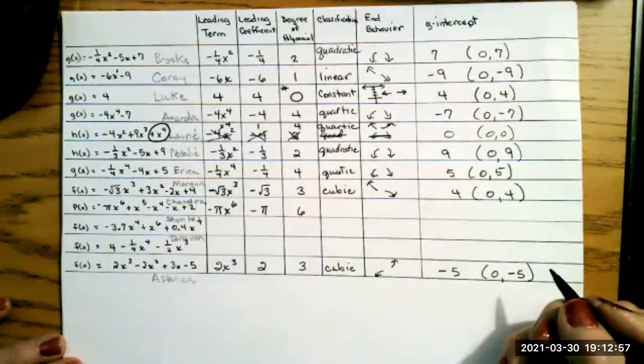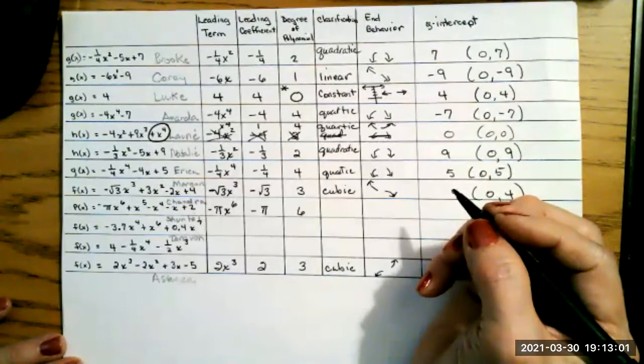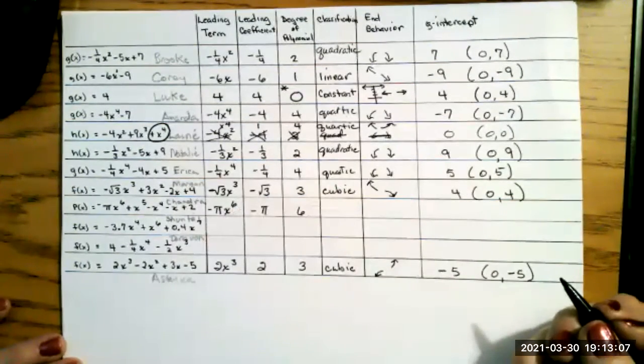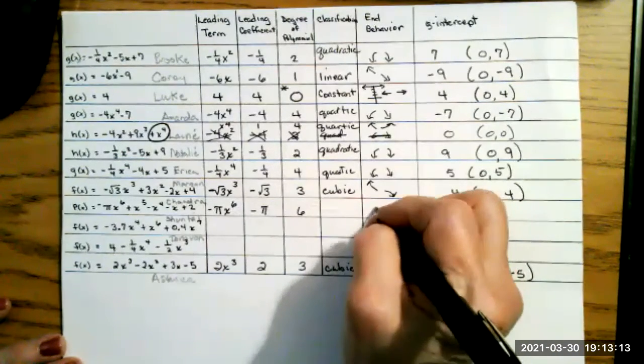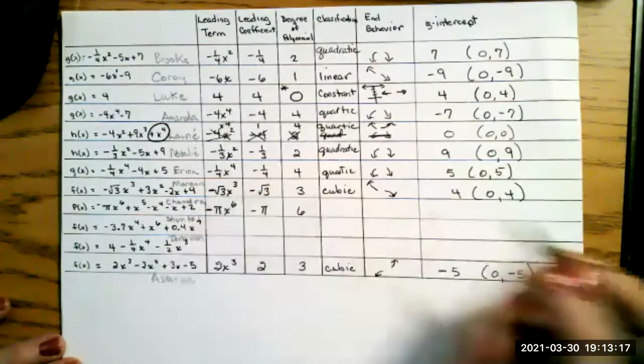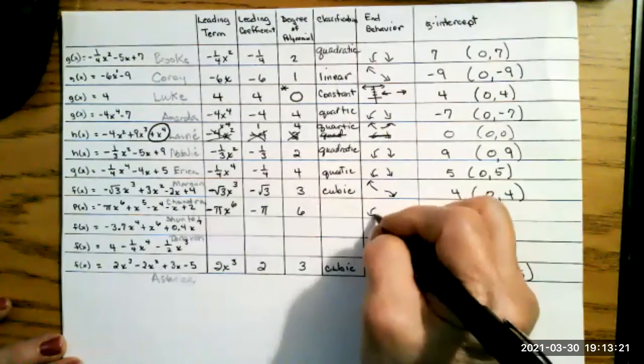And the end behavior will be, is it up to the right? No, up to the left and down to the right? If it's even, they're both going to go the same way. They're either going both up or both down. It's even, but it's negative here, so that's going to make them both go down. Yep.